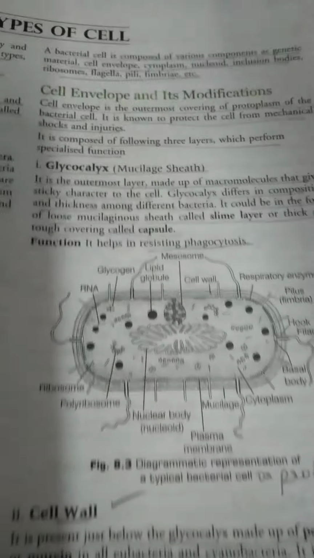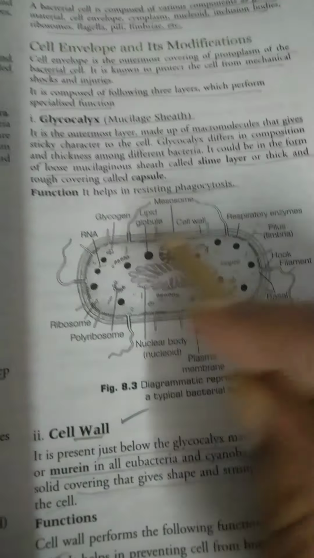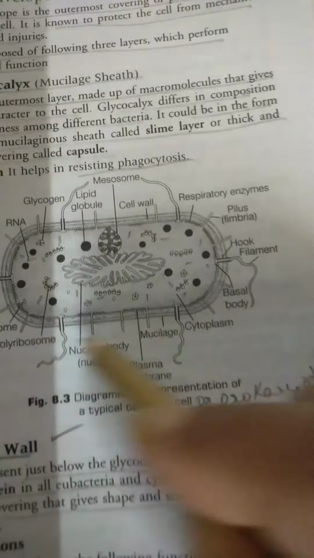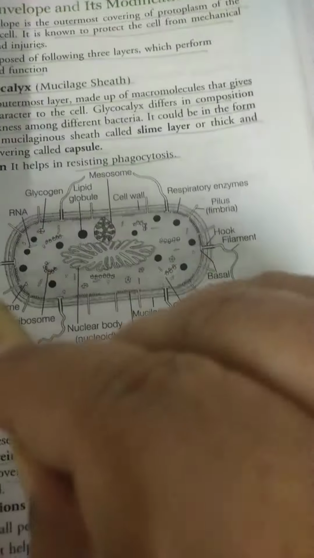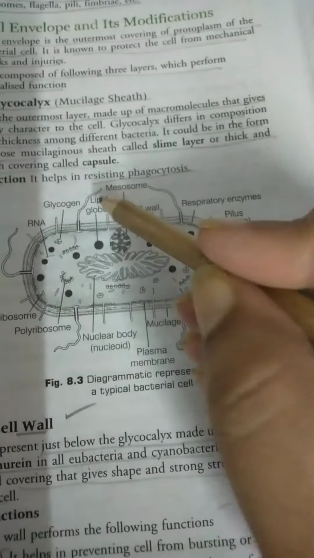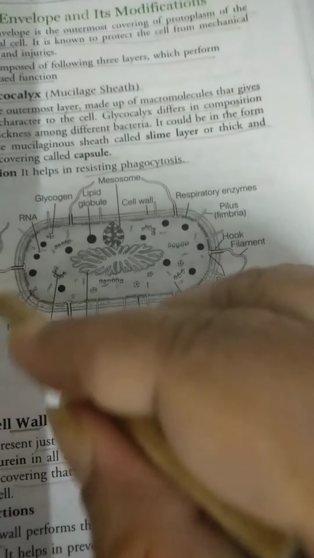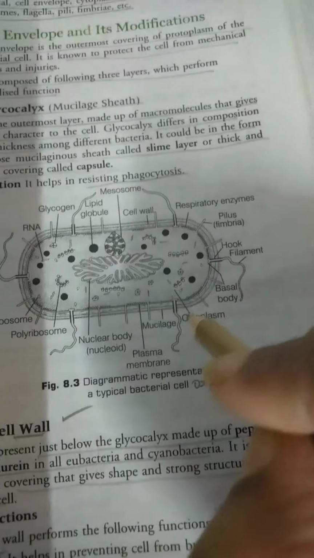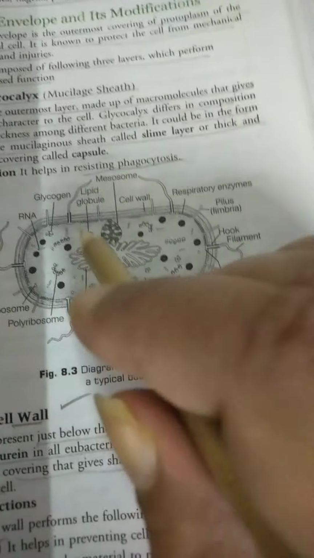Cell envelope. Are you seeing? This is a typical bacterial cell. This cell envelope is the outermost covering of the protoplasm of the bacterial cell, and it is known to protect the cell from mechanical shocks and injuries.